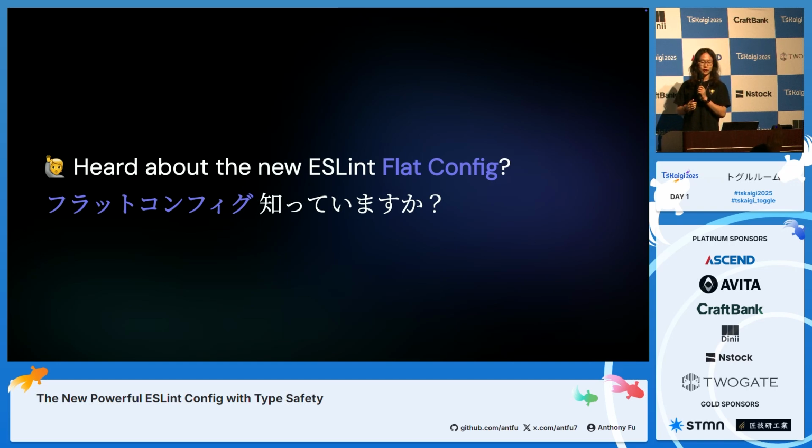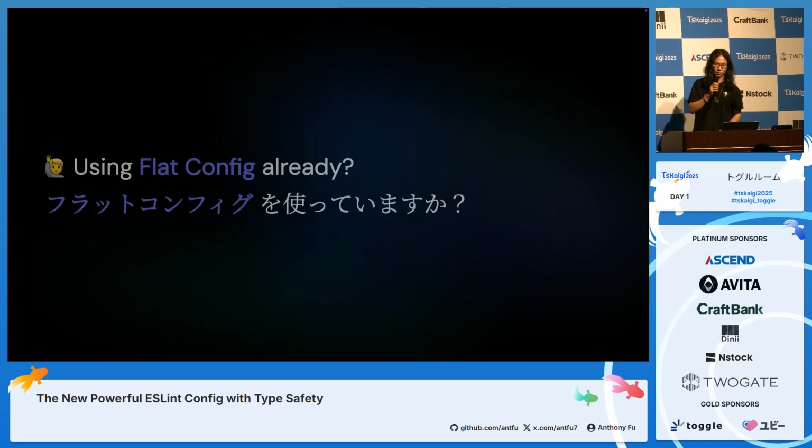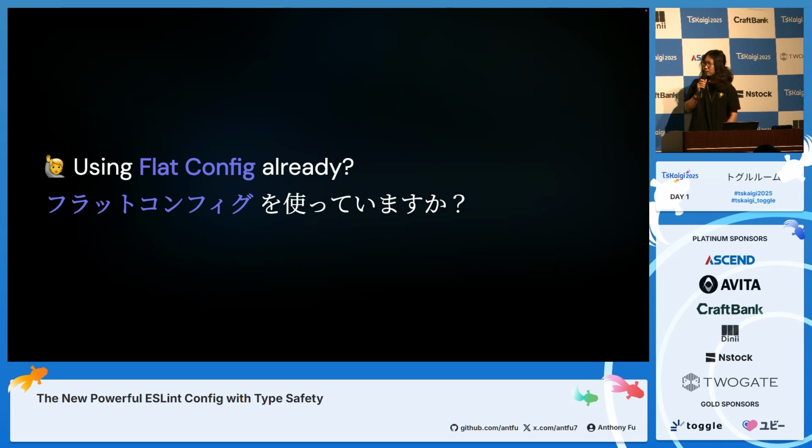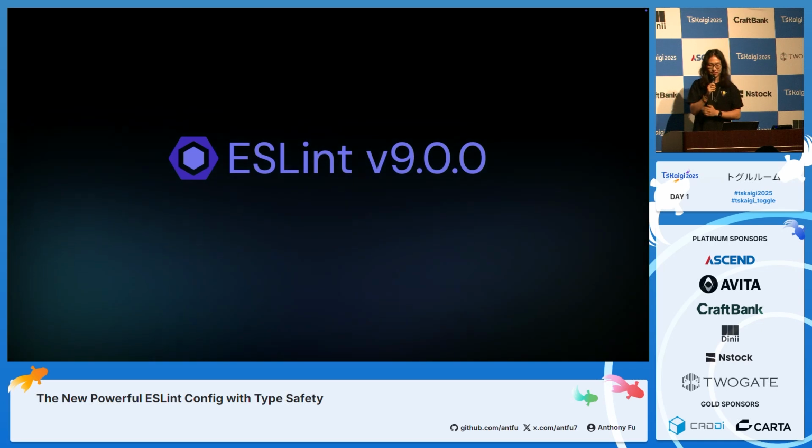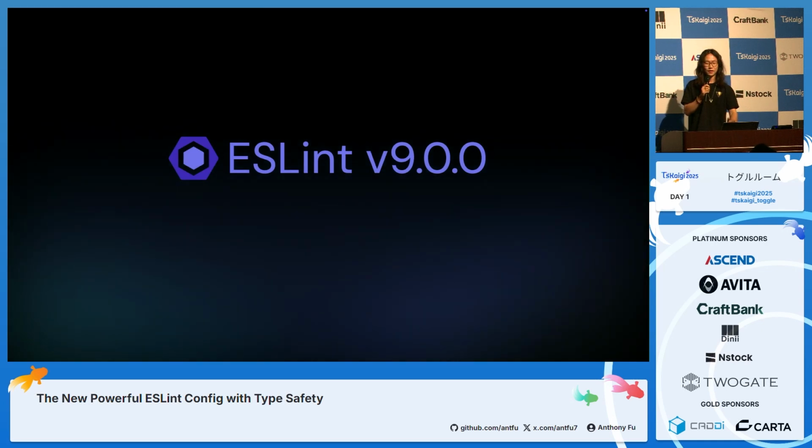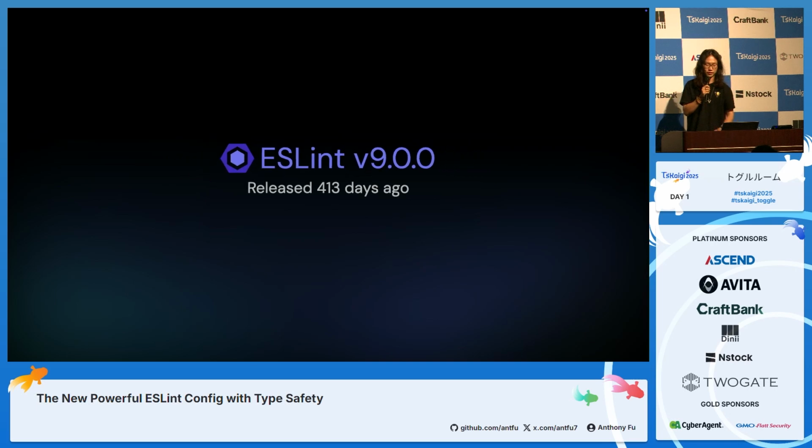フラッグコンフィグ知っていますか？手を挙げてください。はい、ありがとうございます。How many of you are using flat config? すごい。Okay, thank you. Actually, it's a lot more than I expected. Okay, thank you so much. So you probably know that ESLint version 9.0 was actually released over a year ago.